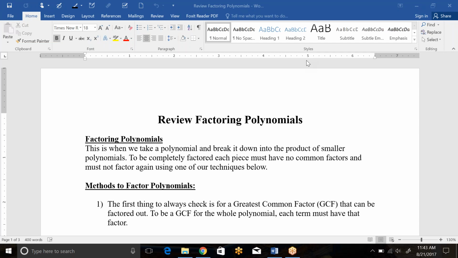Some methods to factoring polynomials. You don't just look at a polynomial and say, I think I know how this factors. You actually analyze it based on what you notice, how many terms it has. There is a method to which technique you should try.